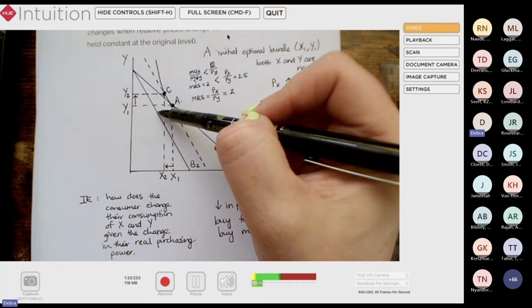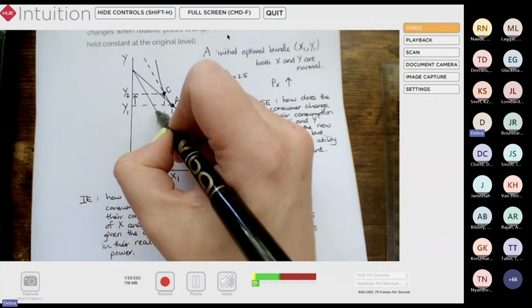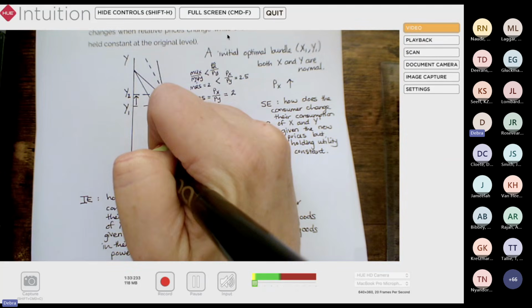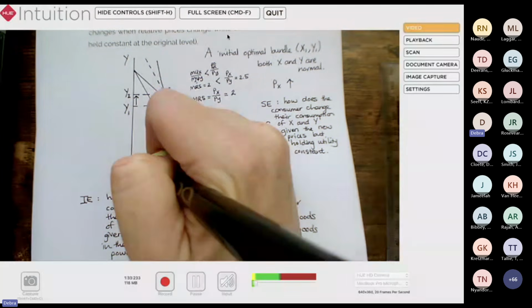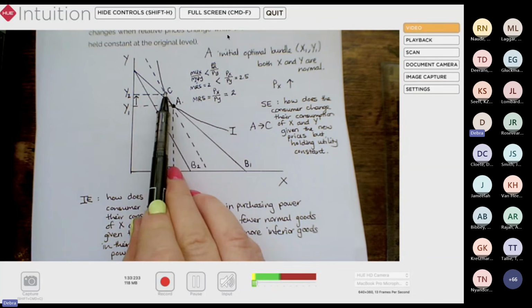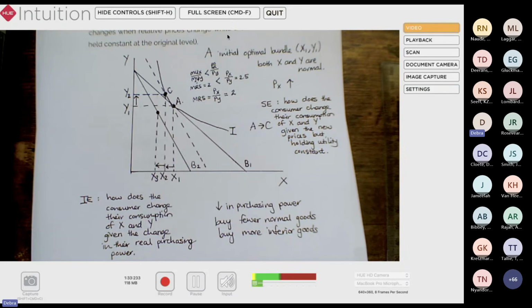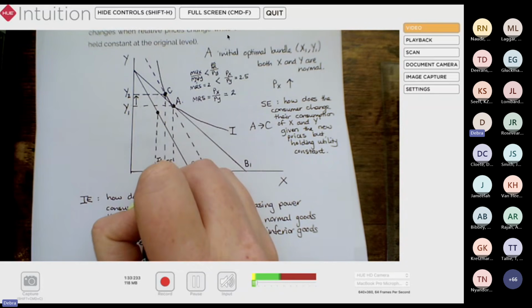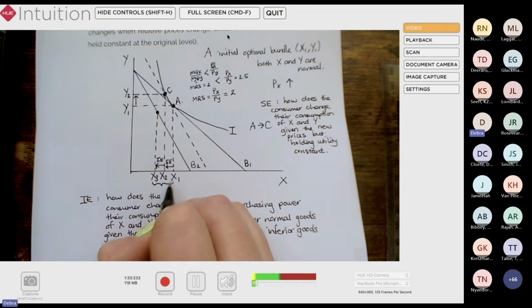So I'm going to draw my new best affordable point at a point like that, because this corresponds with a negative income effect. Once I'm at C through substitution, I further decrease my consumption of X because my real purchasing power is decreased. So that change was my substitution effect. This change was my income effect. And the overall change is my total price effect.